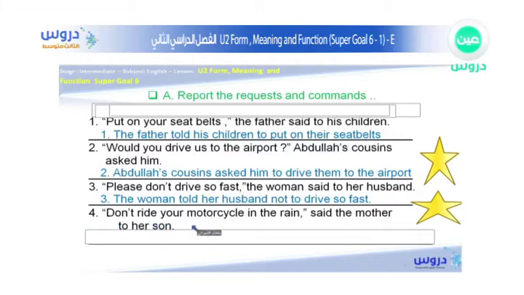Number 4. Don't ride your motorcycle in the rain, said the mother to her son. Okay, what is the first thing? The subject. The mother, beautiful. The mother said, we have to change it to, what do you think? The mother told. Okay, excellent, very nice, beautiful, Ibrahim. So we have to say told, the mother told.